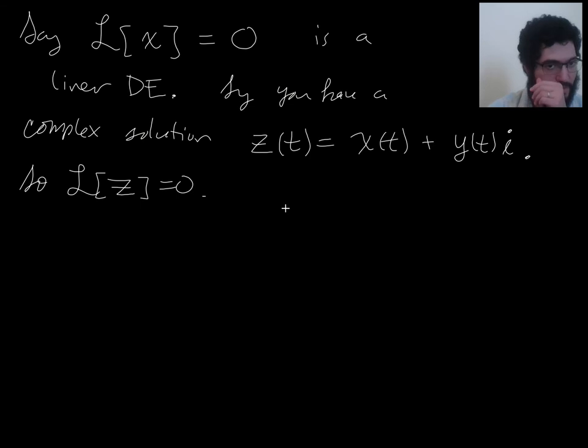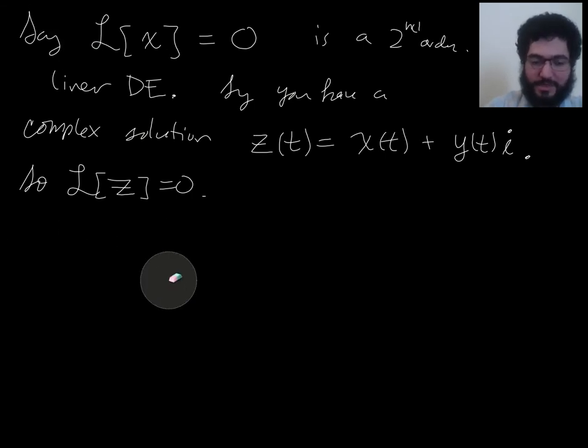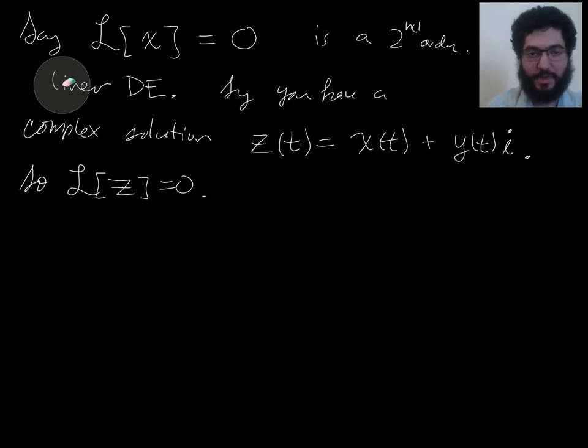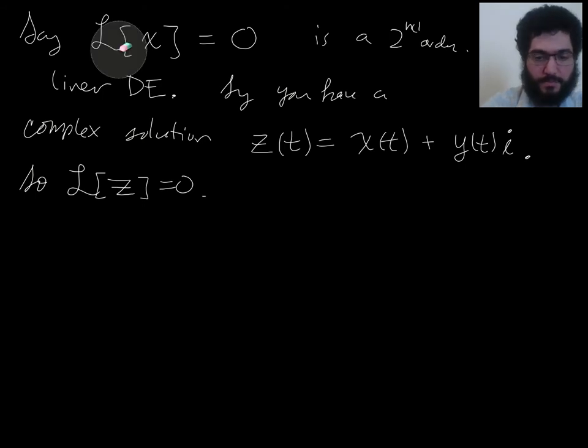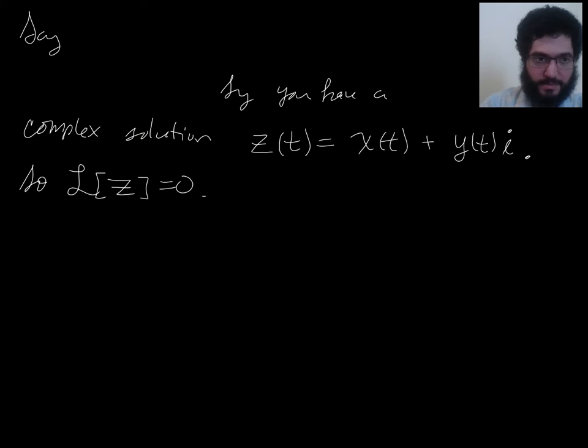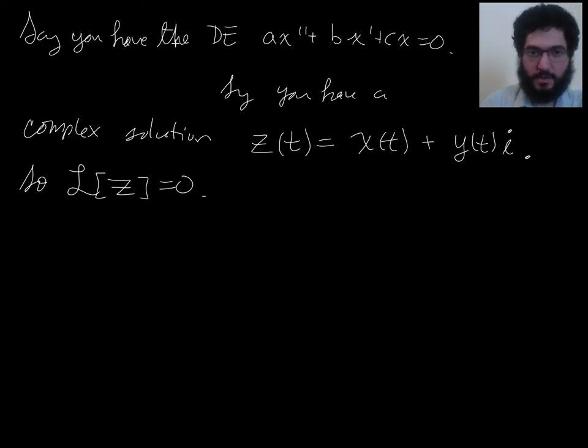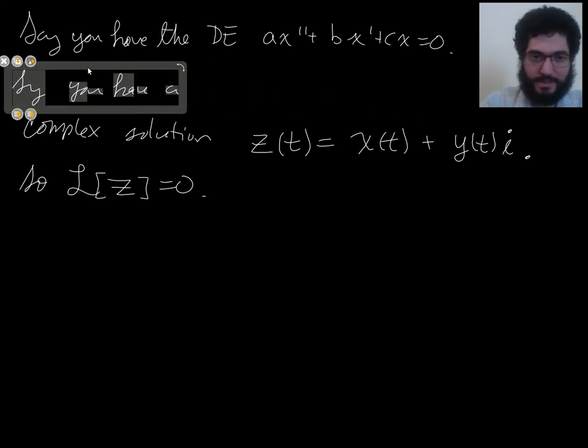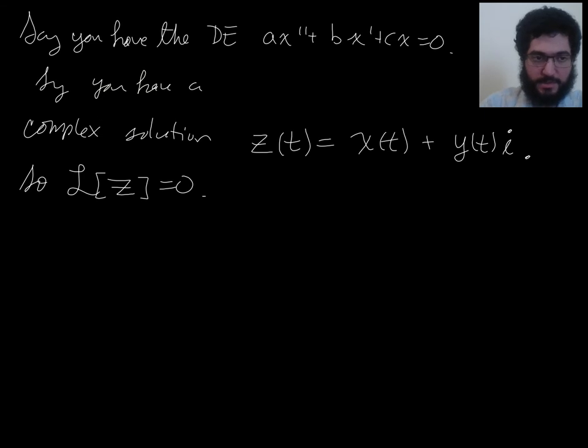So let's make it second order. And you know what, actually let's make it specifically the kind of differential equation that we are looking at here, just to make it perfectly clear what's going on, and then you can think about how much more general you can make the argument. So let me write this in. Say you have the differential equation ax prime prime plus bx prime plus cx equals 0. And say you have a complex solution, z of t.